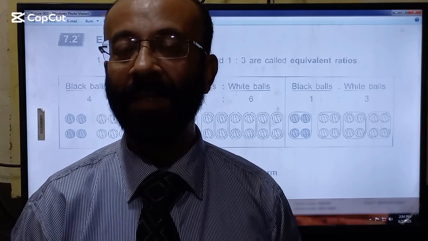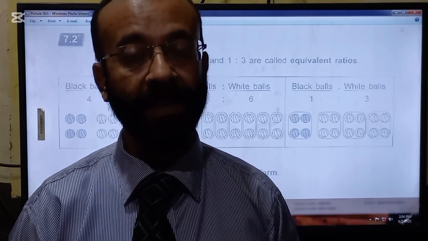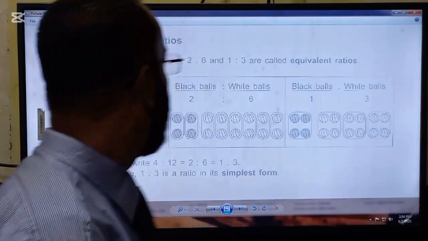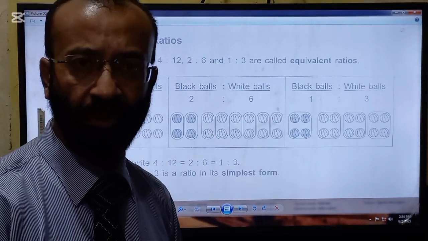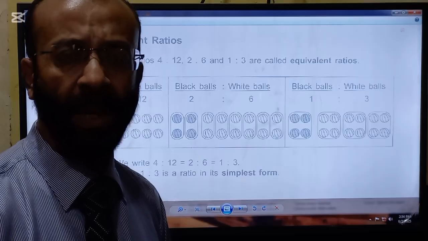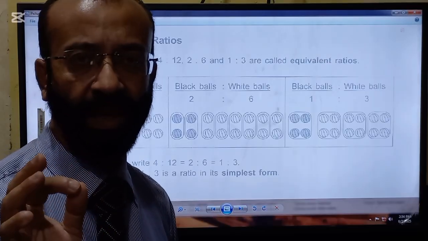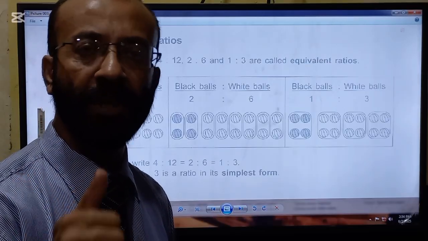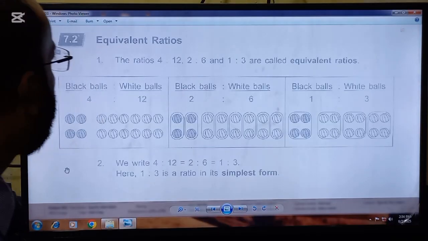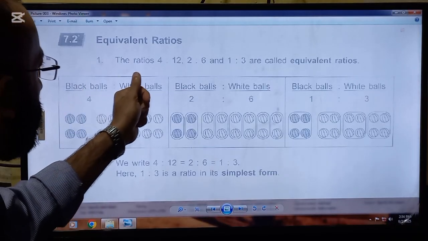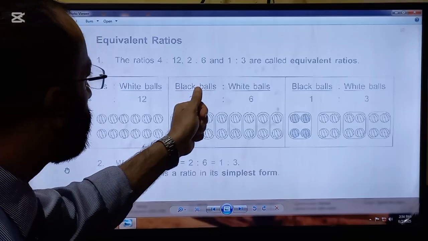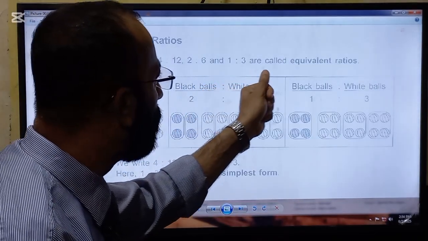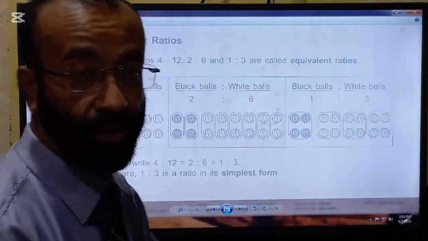Good morning, students. Our today's topic in mathematics O levels is equivalent ratios. So this is interesting, easy, but at the same time there are some technicalities which you have to learn. So concentrate yourself. The ratios 4 to 12, 2 to 6, and 1 to 3 are called equivalent ratios.